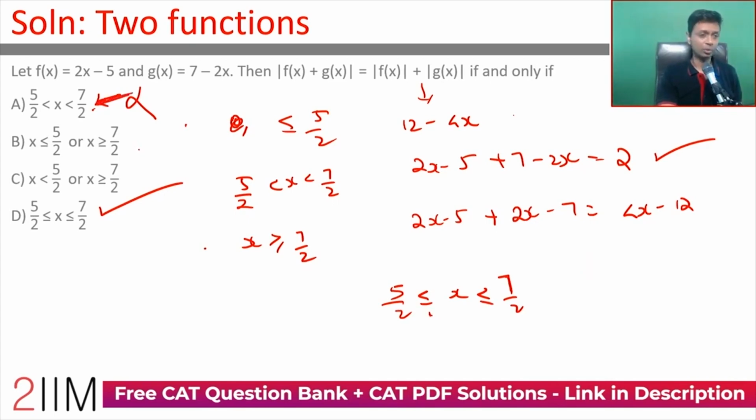It's a wonderful, wonderful question. So 5 by 2 less than x less than 7 by 2, that works. This range works. But you have to mark this only if x is there, because x could be 5 by 2, x could be 7 by 2. That possibility also needs to be considered. So keep that in mind.